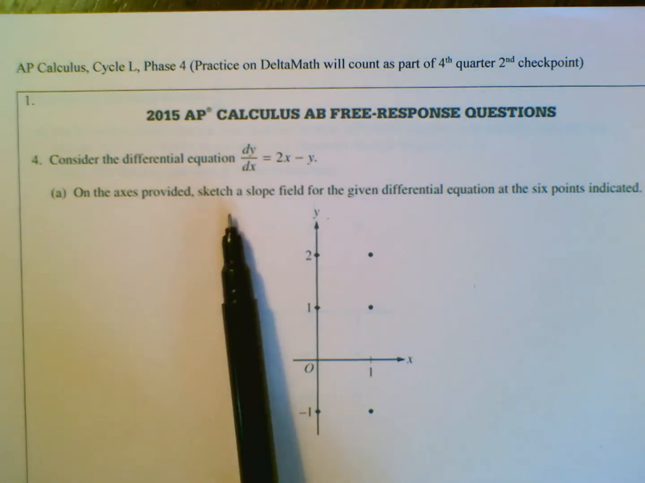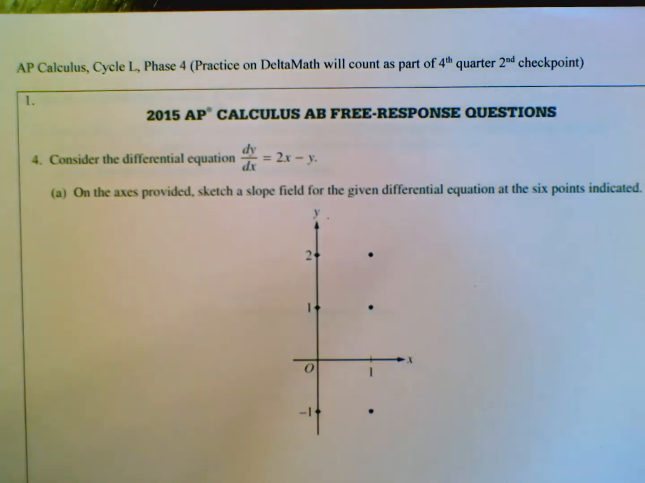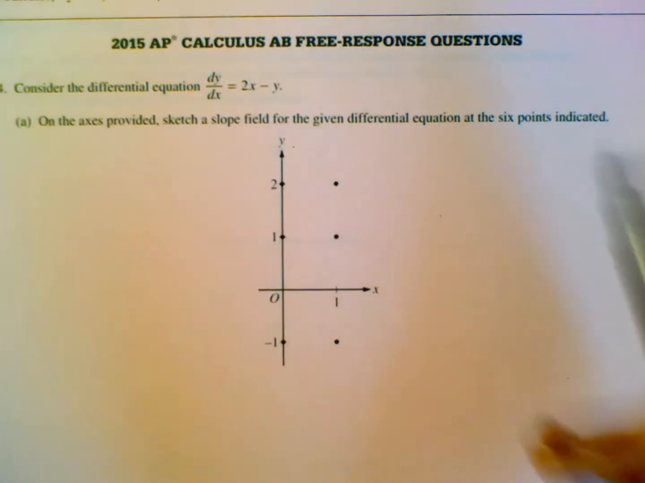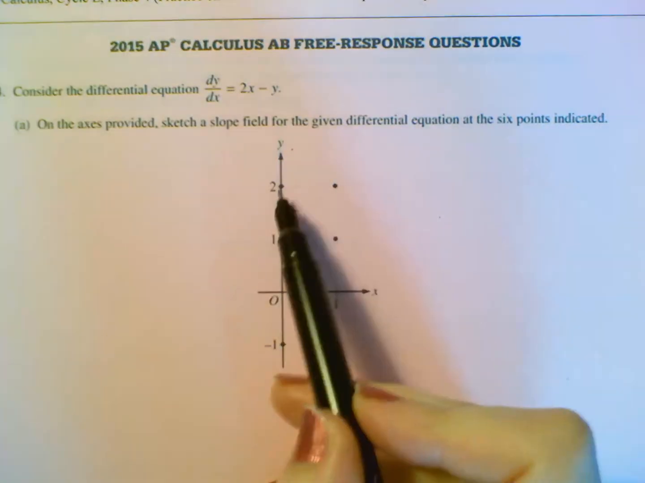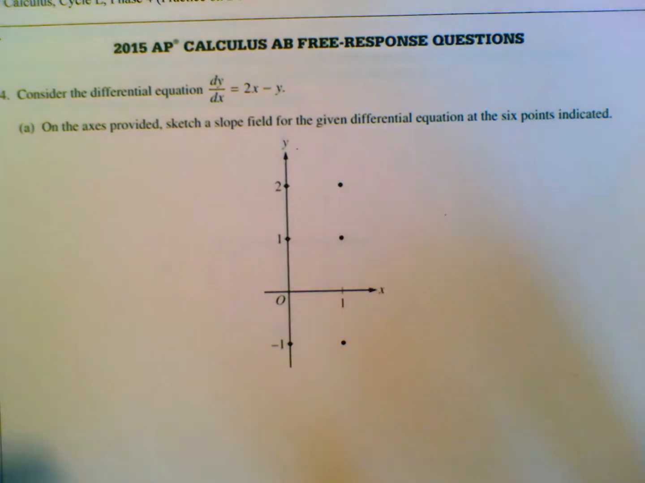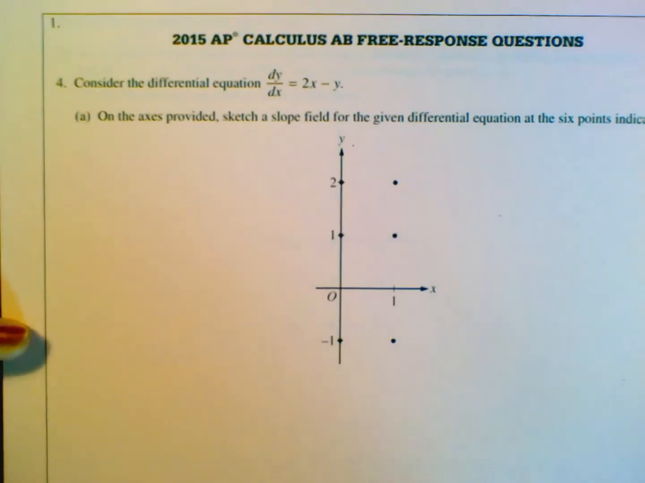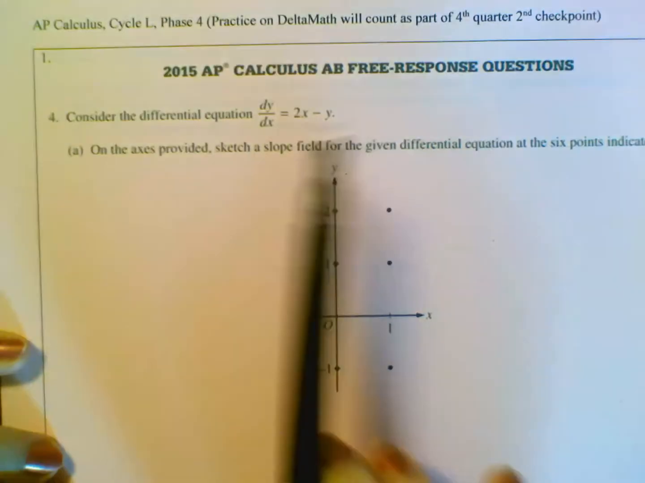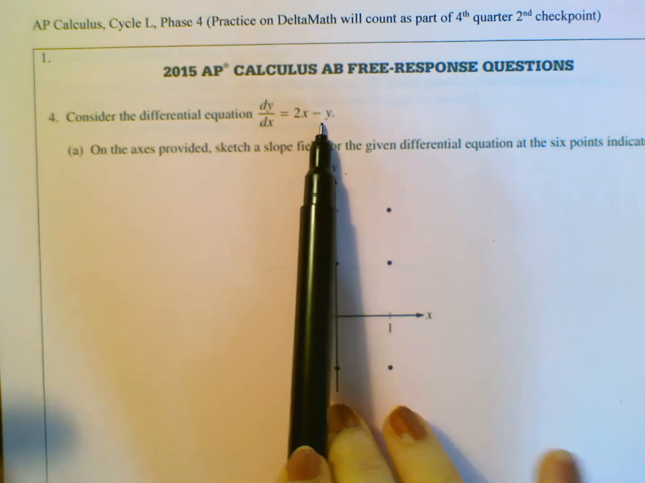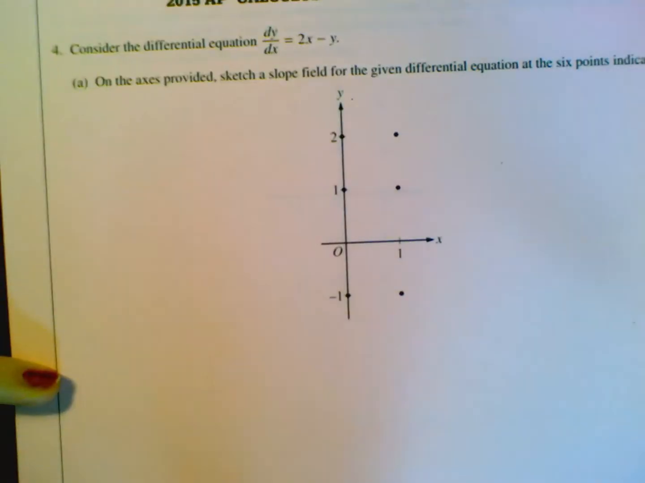So on the axes provided, sketch a slope field for the given differential equation at the 6 points indicated. They'll tell you how many points they want you to look at. So we got 1, 2, 3, 4, 5, 6. Okay, so we got 6 points. And the way you do it is this, guys. Each point has an x and a y, and we're going to plug those x's and y's for each point into this differential equation, and that's going to give us the slope at that point. Then I'll show you what to do after that.